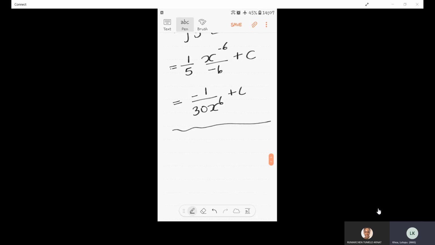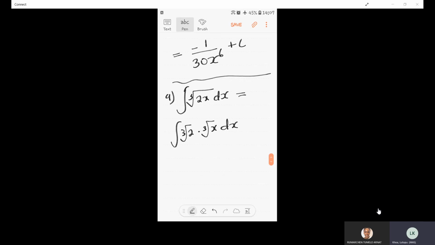In number 9, we have the integral of the cube root of 2x dx. Then here we can split the cube root. So this is the integral of the cube root of 2 times the cube root of x dx. And then the cube root of 2 can go out. So this is the cube root of 2, the integral of x to the power of 1 over 3 dx.